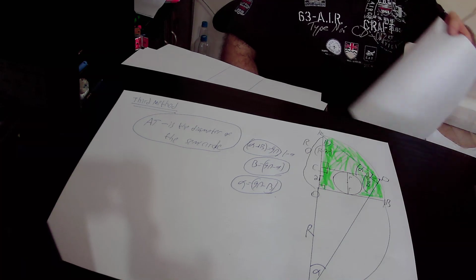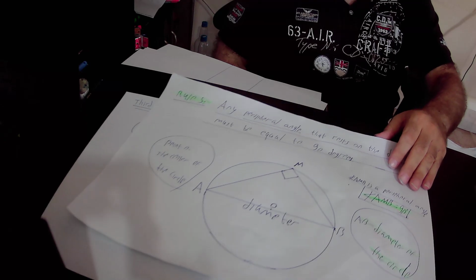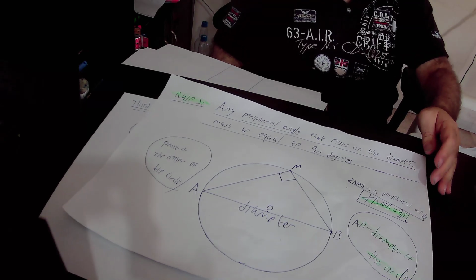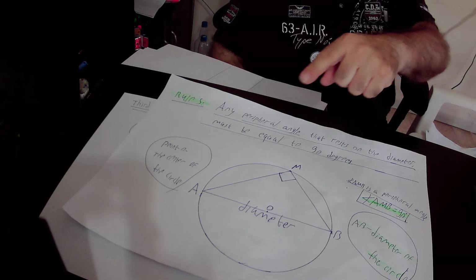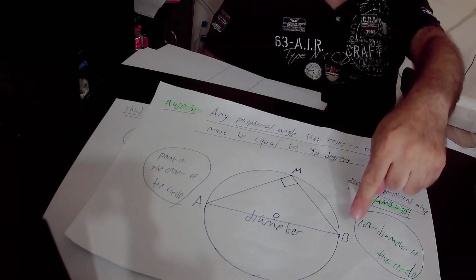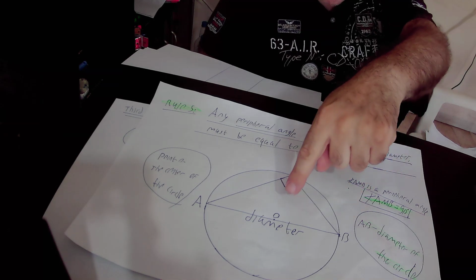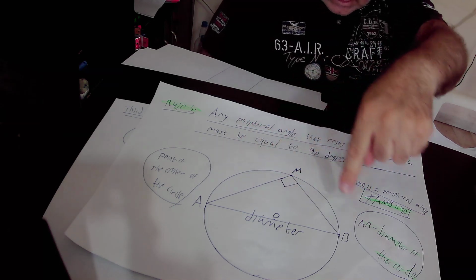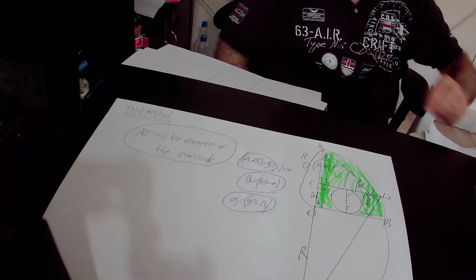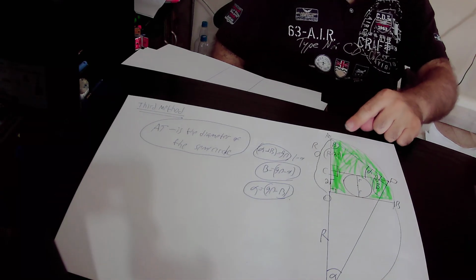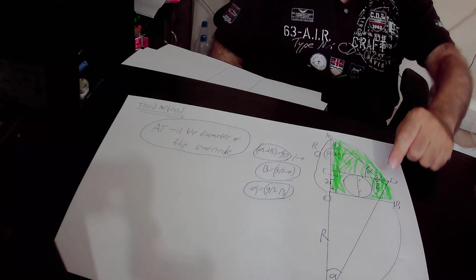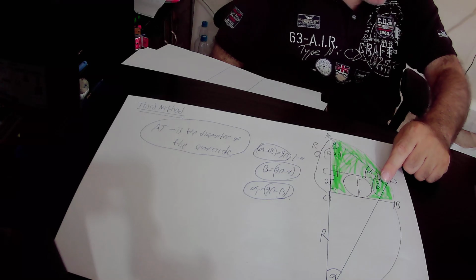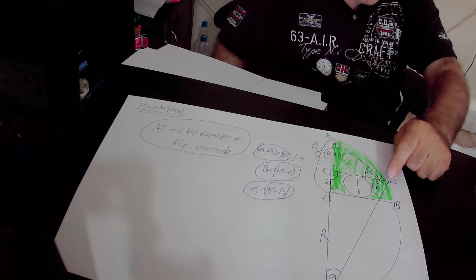According to rule number 5, any peripheral angle that rests on the diameter of a circle or semicircle must be equal to 90 degrees. So we have here peripheral angle AMB that rests on AB, that is the diameter of the circle. Therefore peripheral angle AMB equals 90 degrees. We can implement rule number 5 in our drawing, because we have peripheral angle ADT that rests on AT, that is the diameter of the circle. Therefore peripheral angle ADT, this angle, equals 90 degrees according to rule number 5.